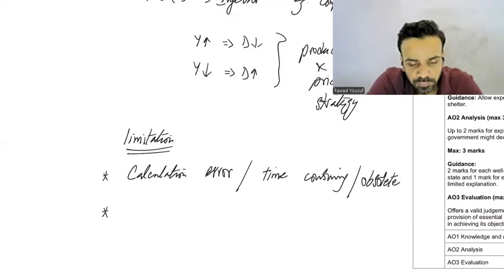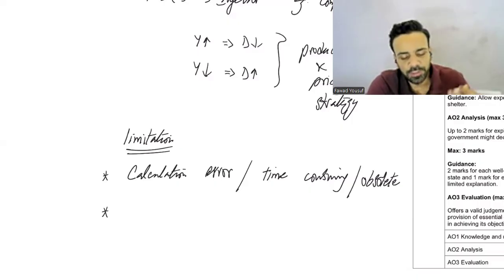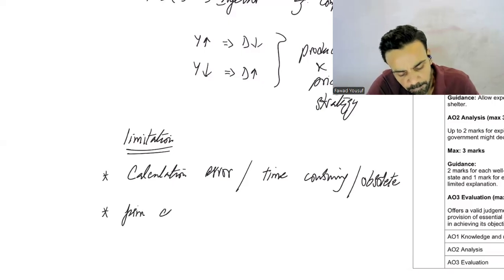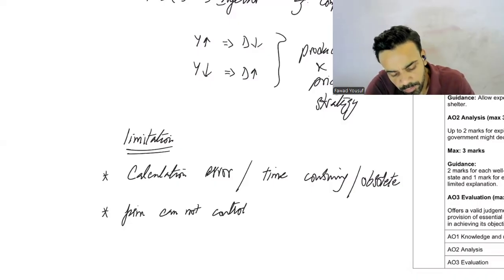इसके अलावा YED के perspective से, one of the things that for a car producer, what we can say is that, again, I feel this is more of an evaluative statement, is firms cannot control incomes.